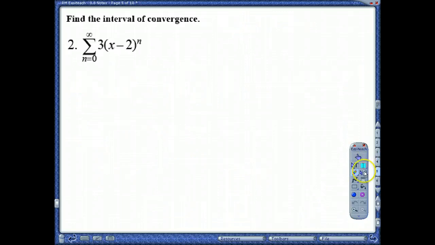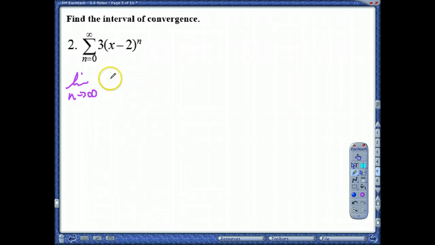Okay, so let's look at another one. Looking at this one, I don't see the n factorial, but I know the ratio test is good for factorials and powers, so we do have the power, so we're ready to go with our ratio test. We're going to do the limit. Wow, I'm really writing that limit pretty messy.